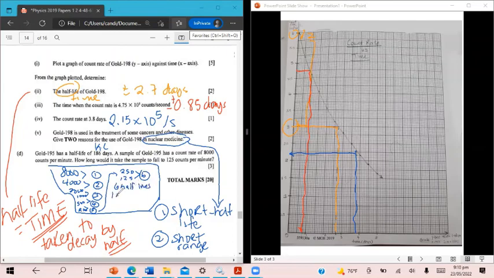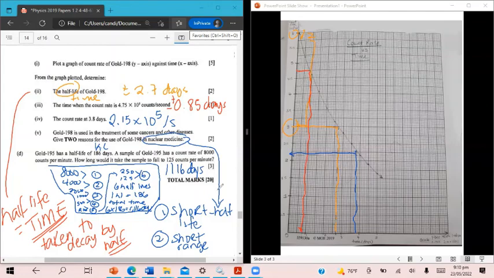And if one half-life is equal to 186 days, the total time taken for the count rate to fall to 125 is going to be equal to 6 times 186, which is 1,116 days. Okay, so 1,116 days.